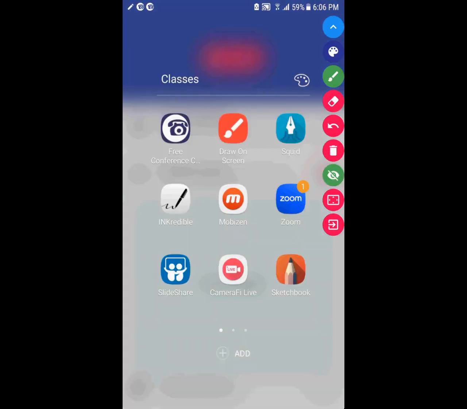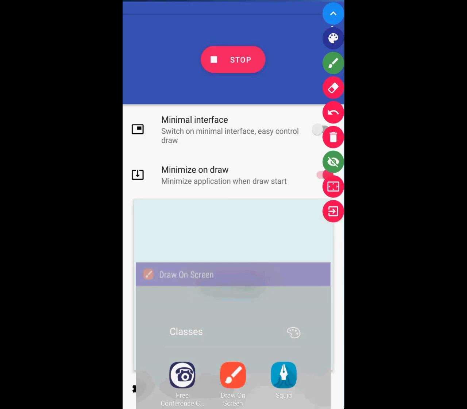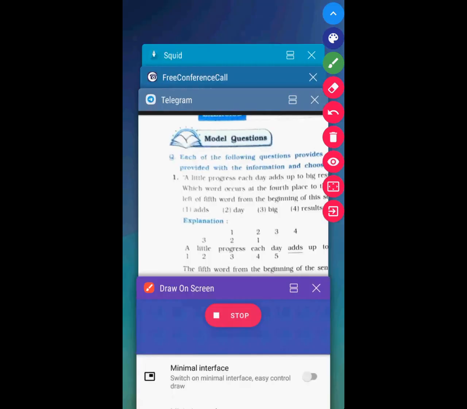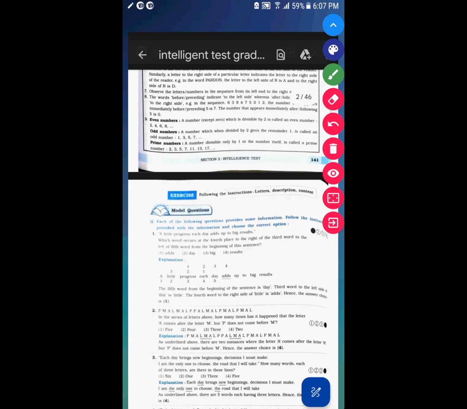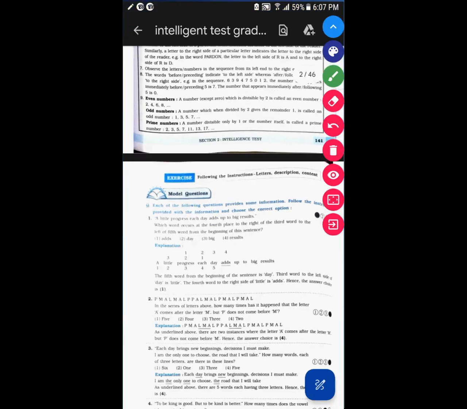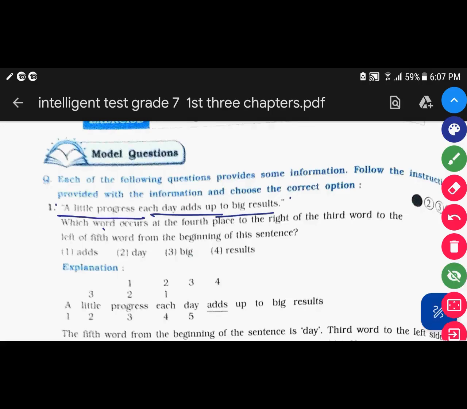Okay. Now see, what is that question? A little progress each day adds up to the big result. Okay. This is one sentence given to you. Which word occurs at the fourth place to the right of the third word to the left of the fifth word from the beginning of the sentence?